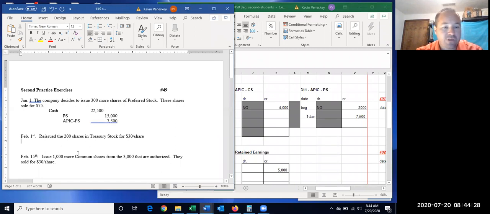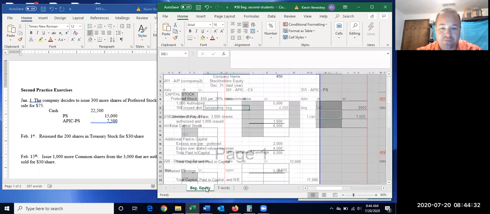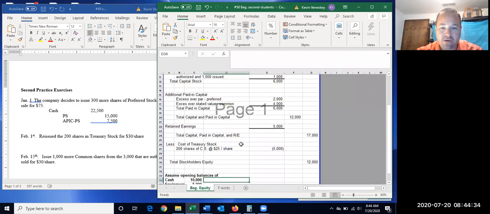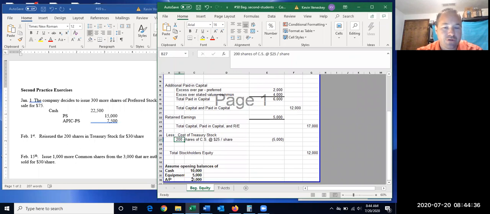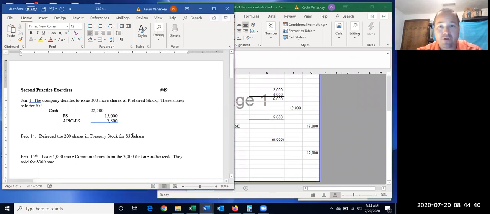All right, we reissued the 200 shares that are in treasury stock. So I come down here and I look at treasury. Yep, there's 200 shares. We bought them for 25. I'm selling them for 30. So that means I'm actually making some money.